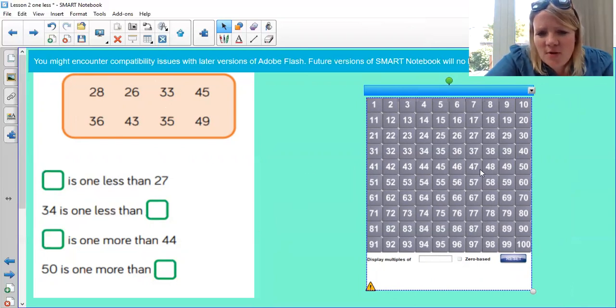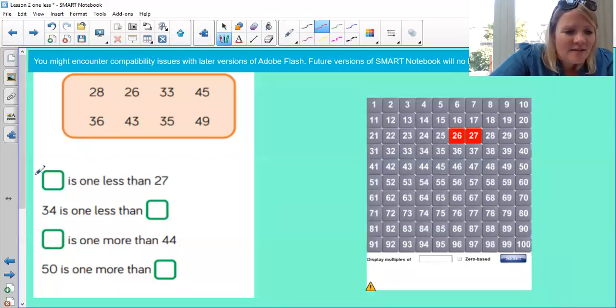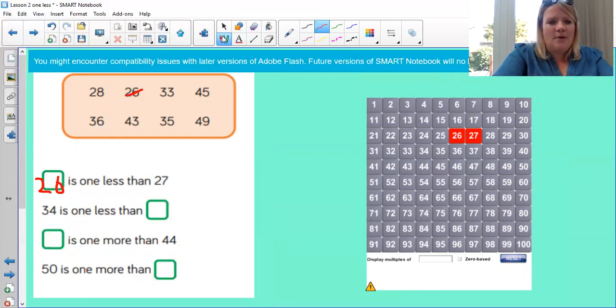So let's have a look at my 100 square. Let's find 27. Okay. So what number is 1 less than 27? 26. Is 26 on my board? Yes, it is. Brilliant. So 26 goes here. I can cross through it on this one. I've done it. Okay, let's look at the second question.